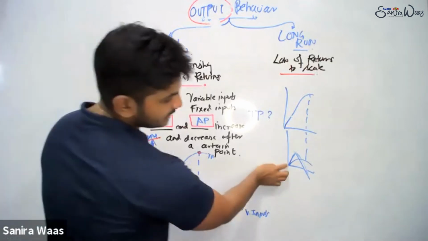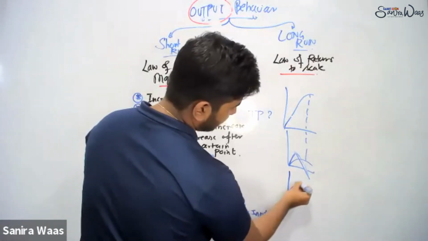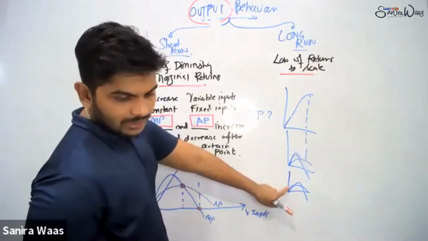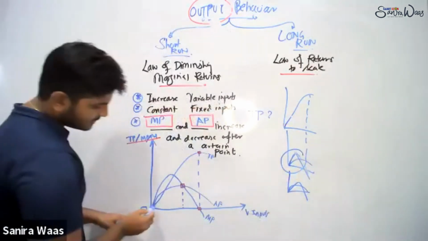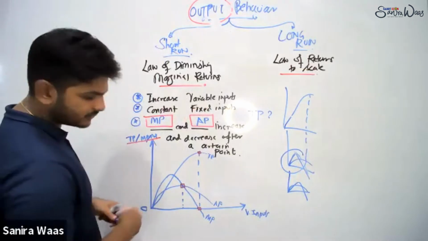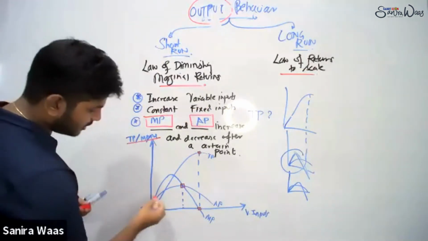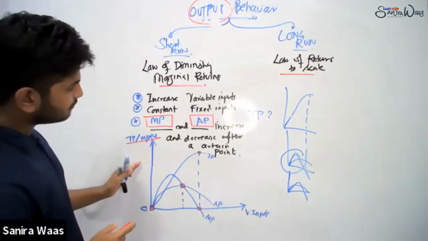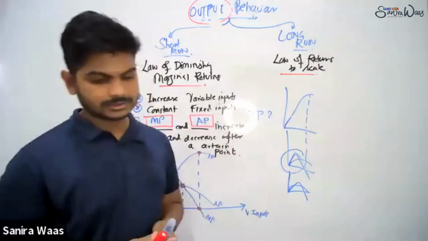It has to go like this. It can never go like this. It can never go like this. It always has to go like this. And all the curves need to start with 0. That is the last point. So this is simply your law of diminishing marginal returns.